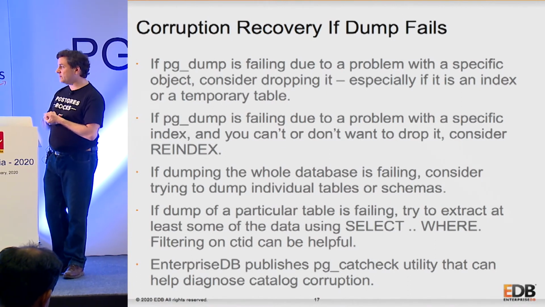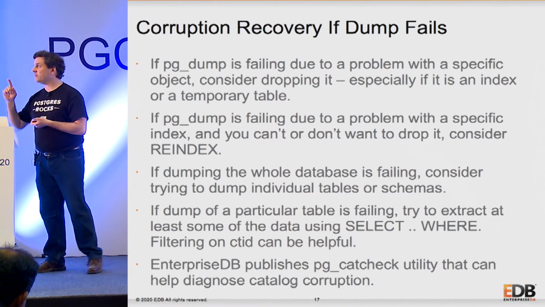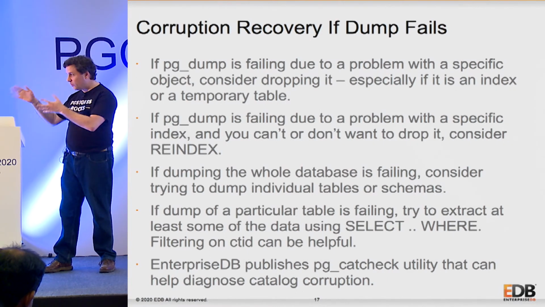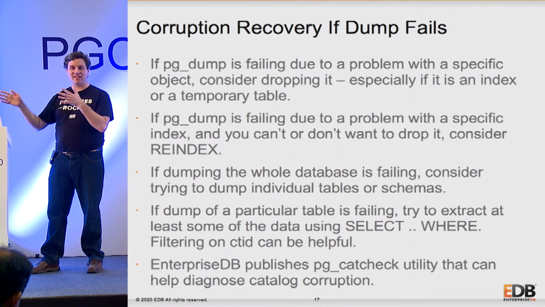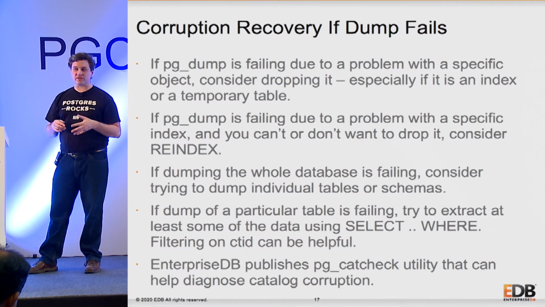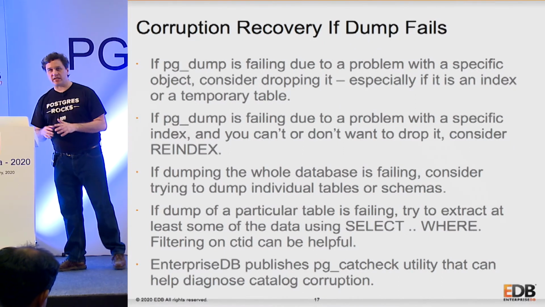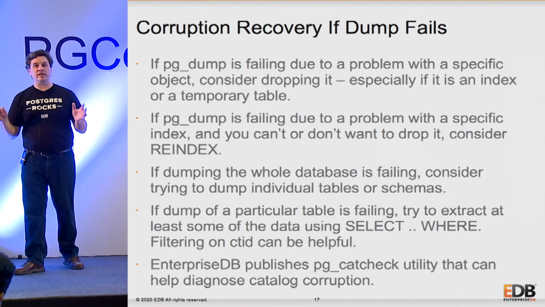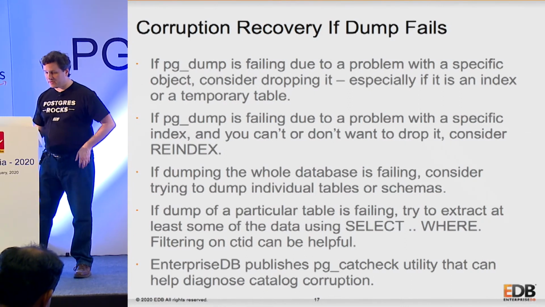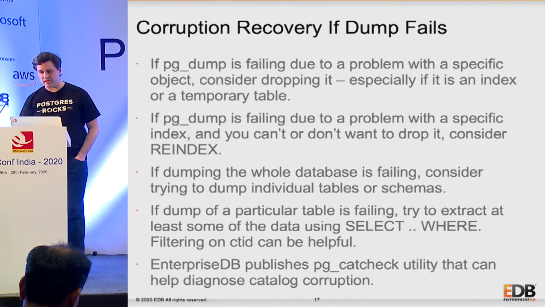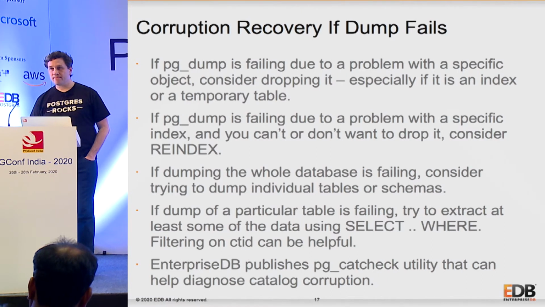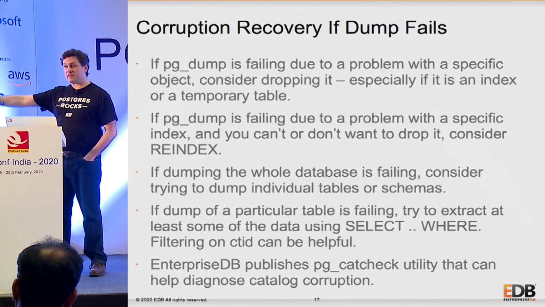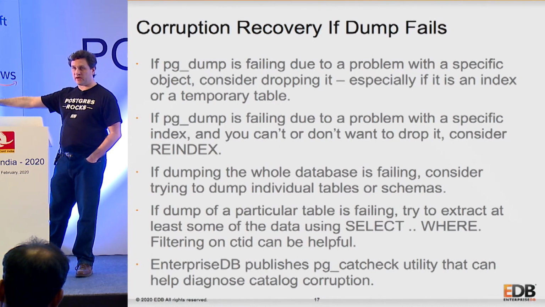EnterpriseDB also has a utility called pg_catcheck, which I found very useful in situations like this. In fact, we wrote it because of situations like this. When you do have corruption in your system catalogs, pg_catcheck can very quickly give you a very accurate idea of what the problems are and how widespread they are, which may help you to design an appropriate recovery strategy. pg_catcheck is not part of PostgreSQL. It's in the EnterpriseDB GitHub repository.